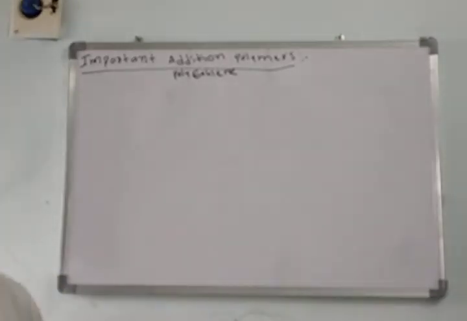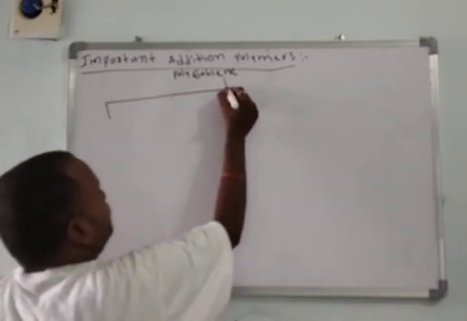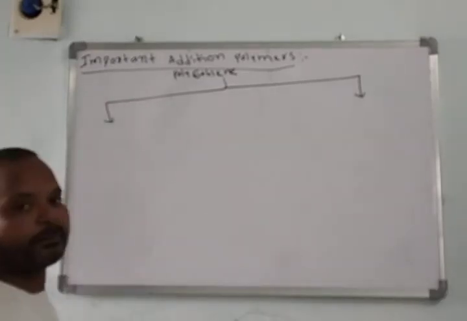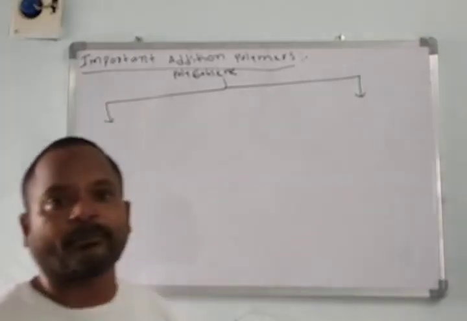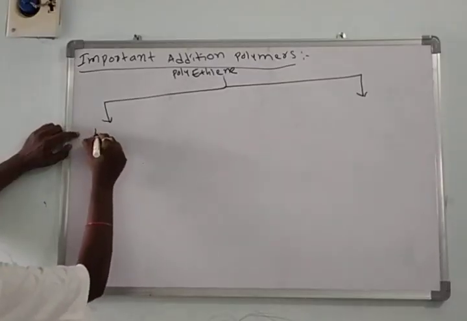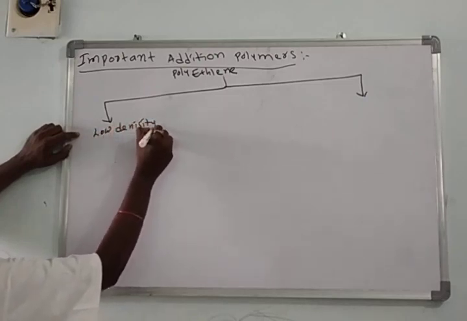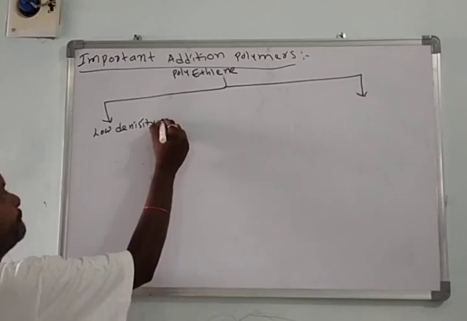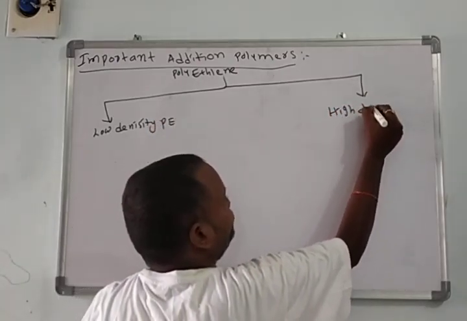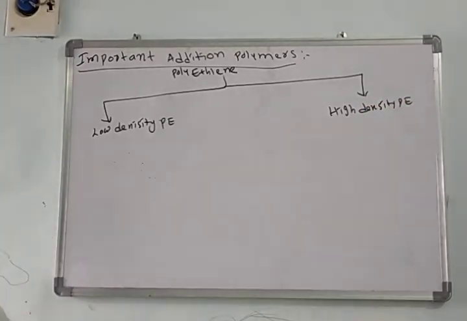density polyethylene. Okay, here we have two important polyethylenes. Actually three are there, but the third one is not present in our syllabus, that is middle density polyethylene. Polyethylenes are classified based on the density. We have two important polyethylenes: one is low density polyethylene, the second one is high density polyethylene.